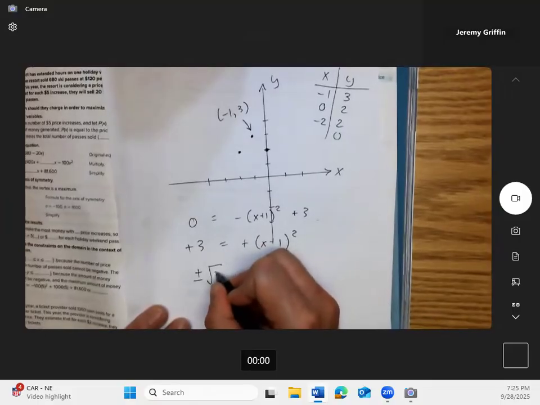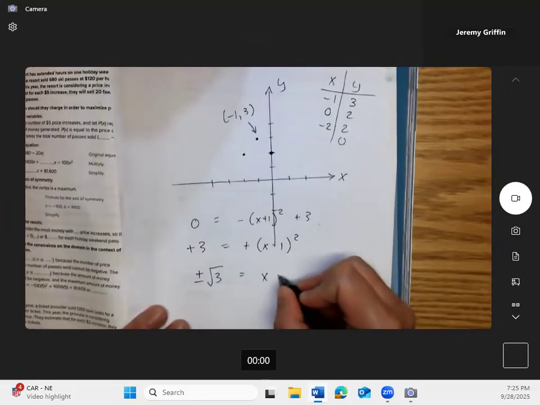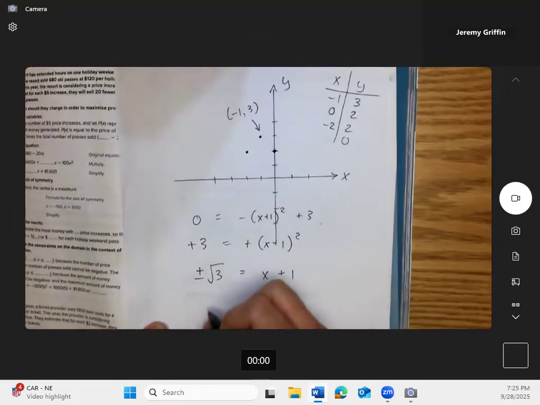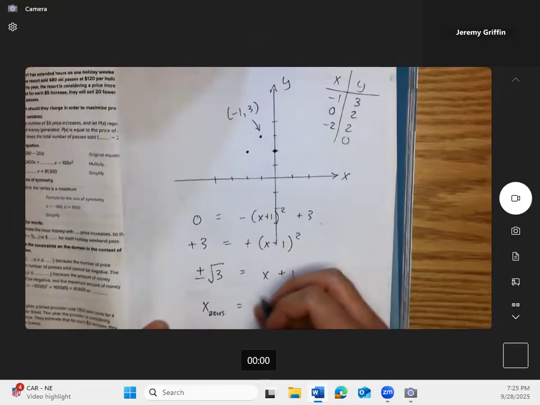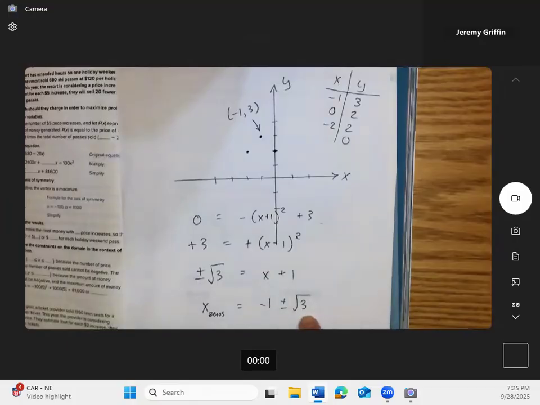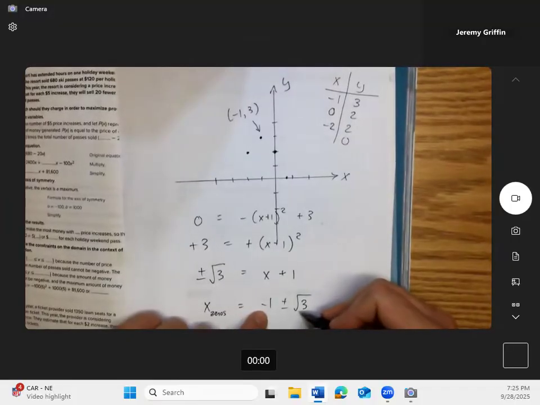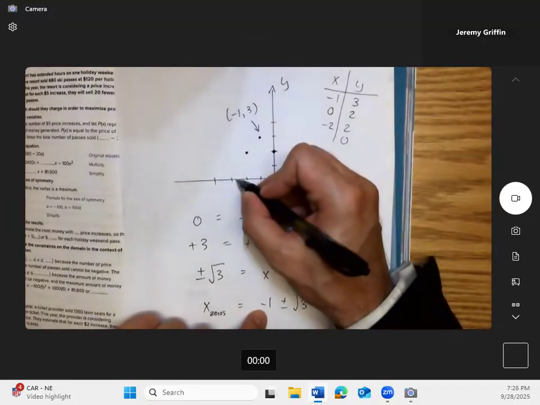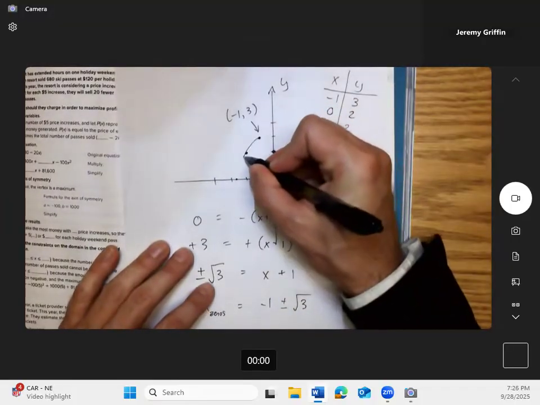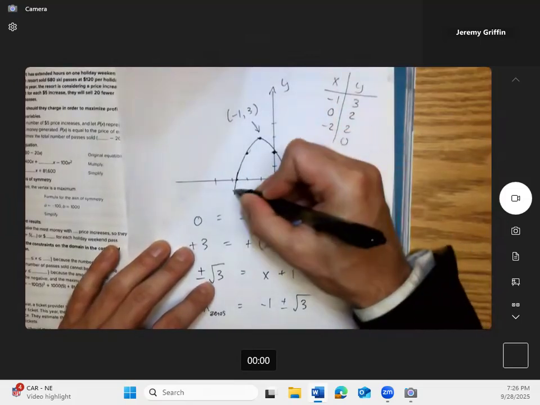Now remember, when you square root, going through this algebra method, we do plus or minus. X plus 1. Subtract over 1. So x for the zeros would be -1 plus or minus the square root of 3. Square root of 3 is like 1.73. Yeah, so that would be 0.73 right there, and -2.73. That's aligning exactly with that graph. That's exactly what it should look like. Right there you go.